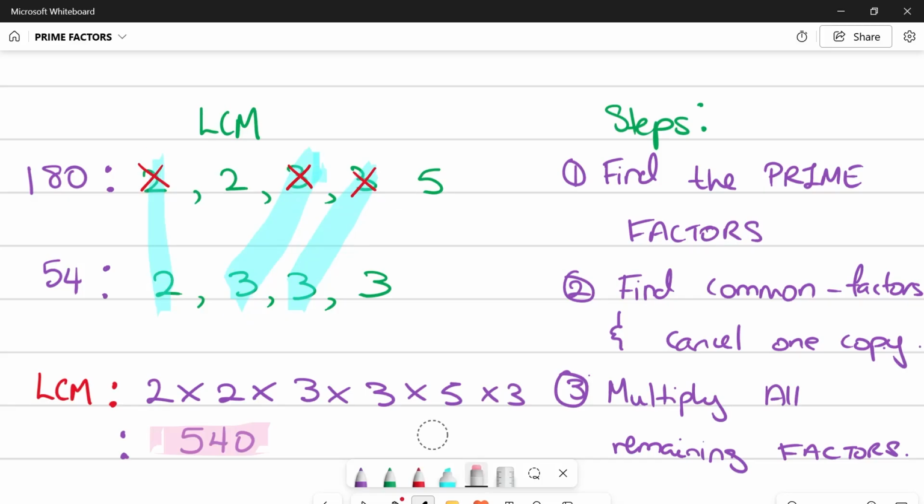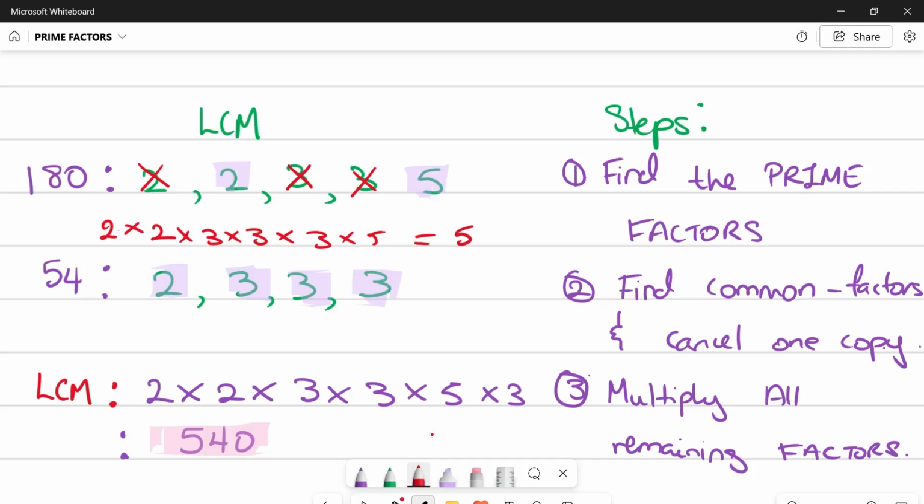The final step to finding the LCM is to multiply all remaining factors. The remaining factors are 2, 5, 2, 3, 3, and 3. 2 multiplied by 2, multiplied by 3, multiplied by 3, multiplied by 3, multiplied by 5 gives us an LCM of 540.